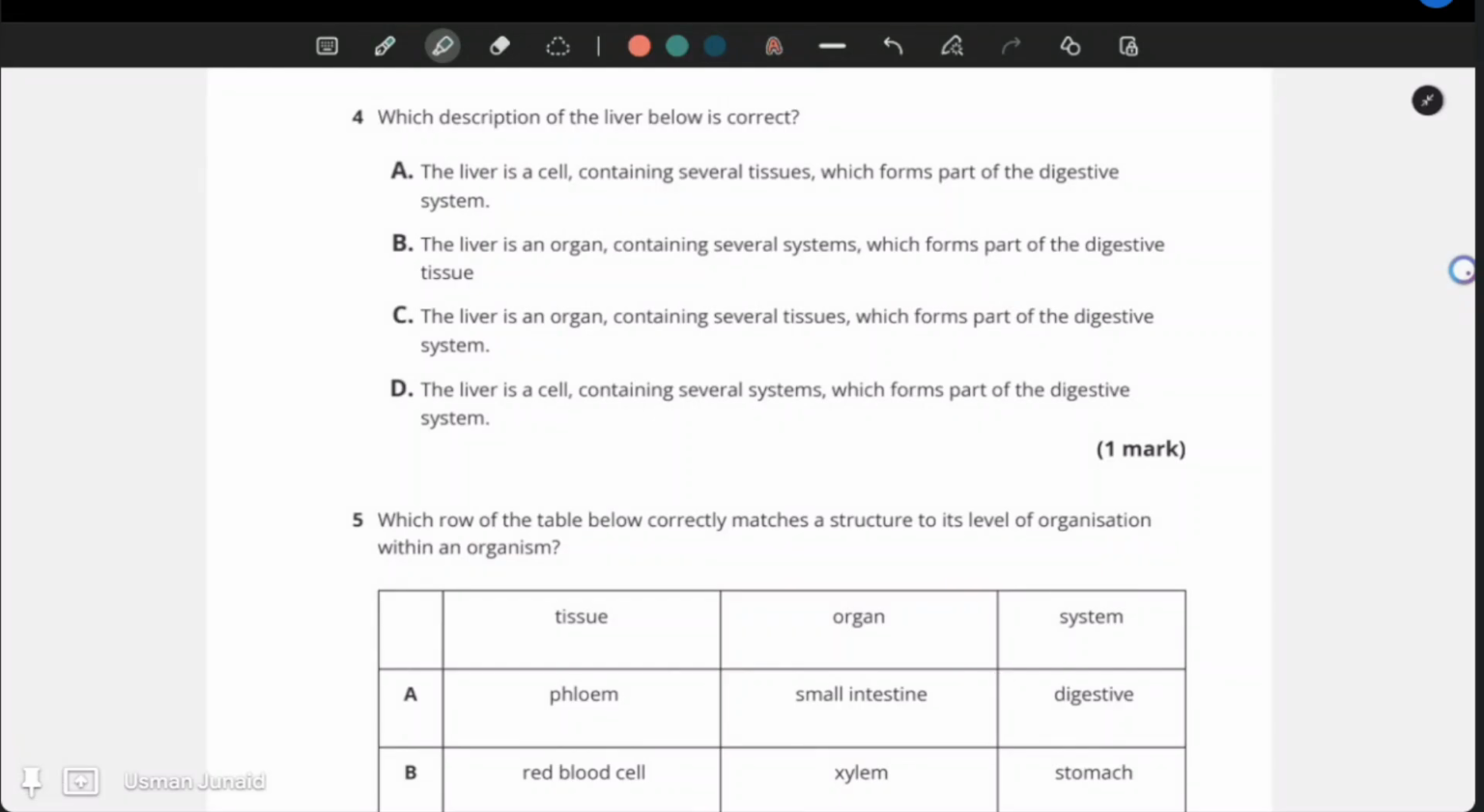Which description of the liver below is correct? The liver is a cell. Is the liver a cell? Hello, am I audible? Yes, sir. Option C. So it's either B or C because the first and the last are wrong, because the liver is not a cell, it's an organ, right? Containing several tissues, which forms part of the digestive system. Yes. So the answer is C.